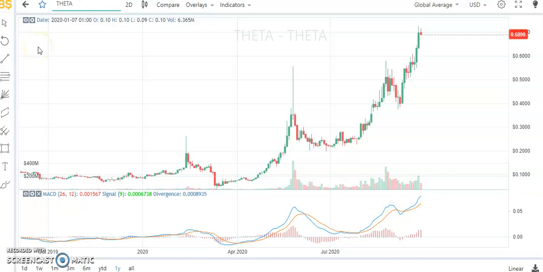Today we will be analyzing three cryptocurrencies, which are Theta, Synthetix Network Token and Monero.